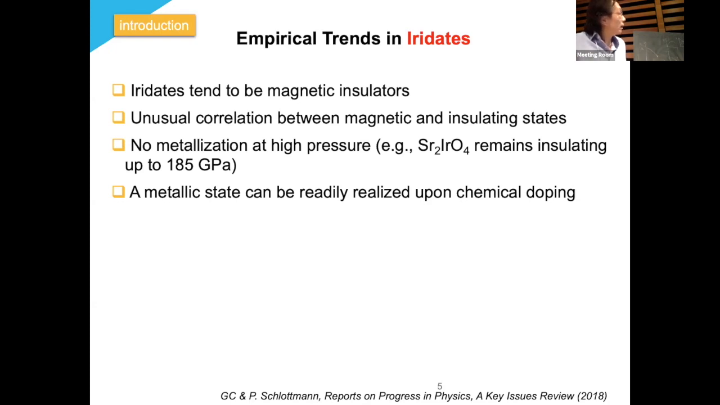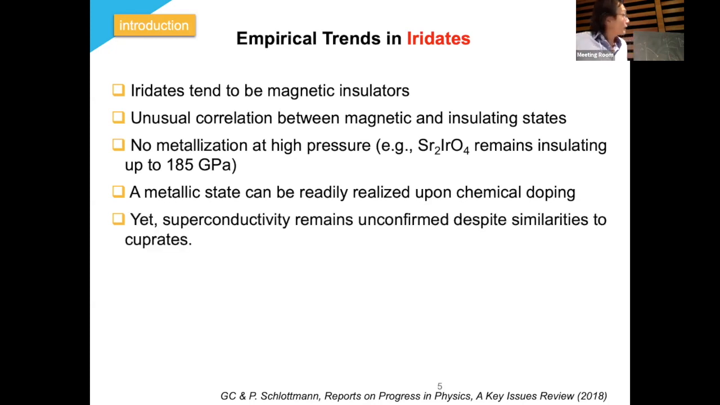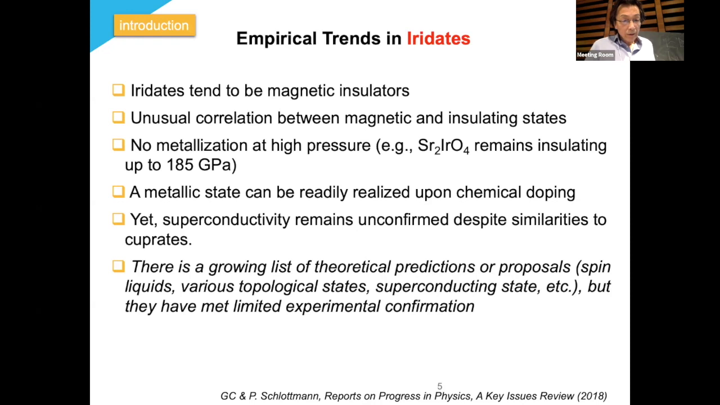dope chemical impurities into the system. Any chemical impurity doping in this system and the other iridates very often can induce the metallic state. And yet the superconductivity remains unconfirmed despite the similarities to cuprates. And more generally, there's a growing list of theoretical predictions or proposals: spin liquids, various topological states, superconductivity, et cetera. But they have met very limited experimental confirmation.